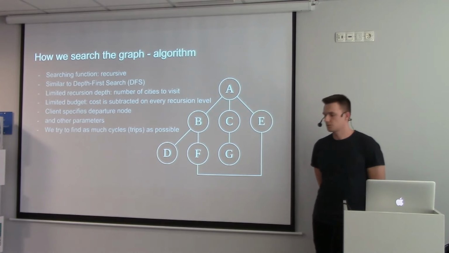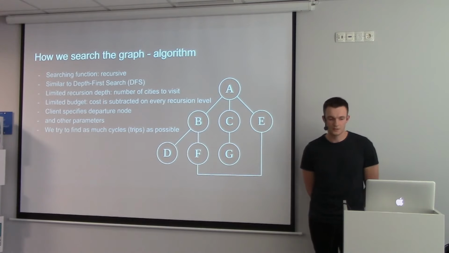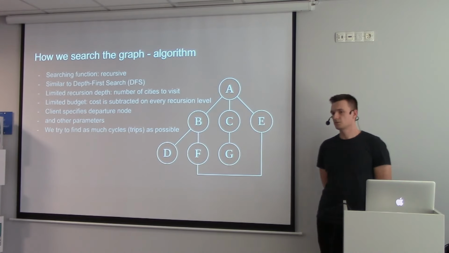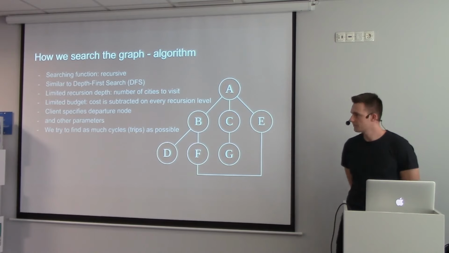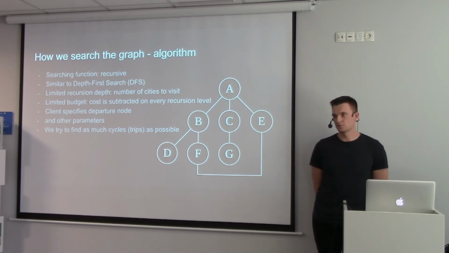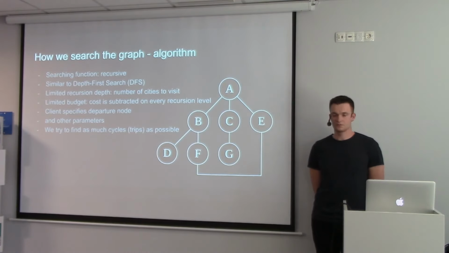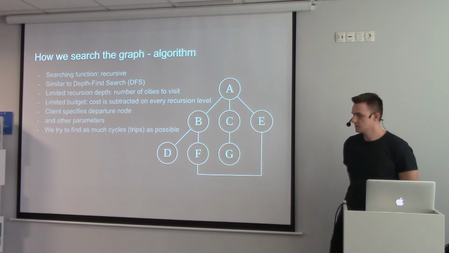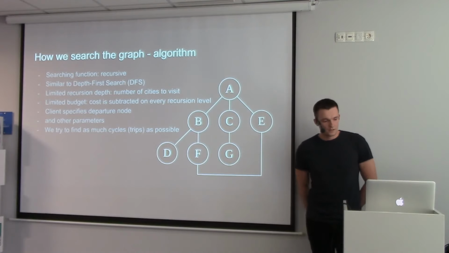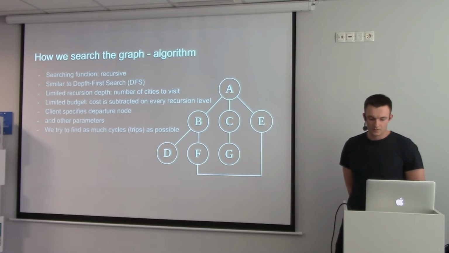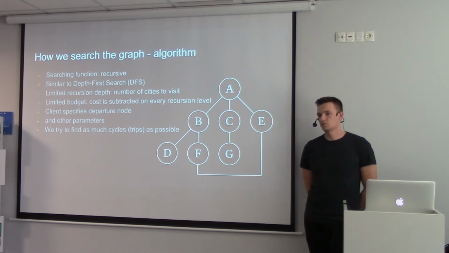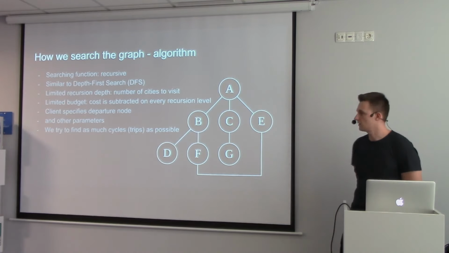On this data structure, we run a recursive function. It is similar to the DFS algorithm. However, we limit the recursion depth. This limit is the number of cities the user wants to visit. There is also a budget limit. So if you are running out of money, we don't go deeper. And we are trying to find as many cycles as possible in this graph.